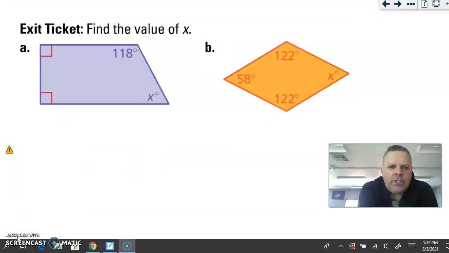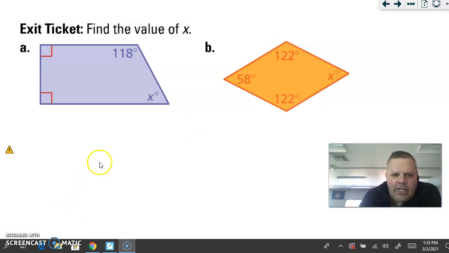Our final 2 questions ask you to find the value of x of the trapezoid here on the bluish purple, and looks to me like a rhombus on this one. So please pause the video on this trapezoid and the rhombus and see if you can get the value of x.